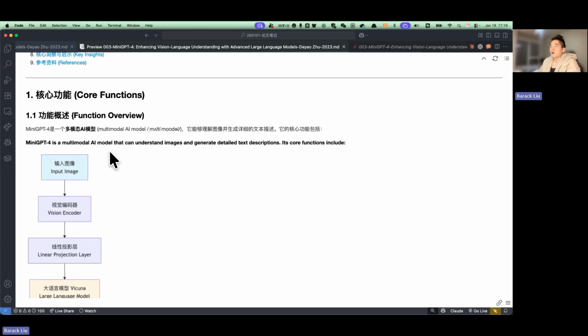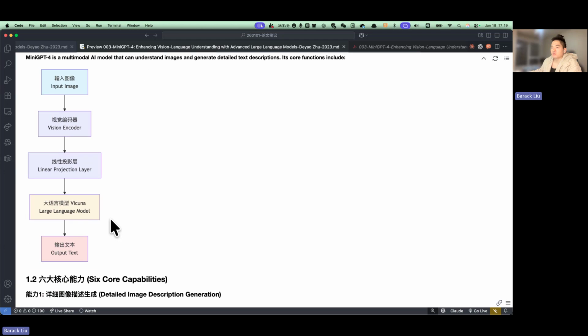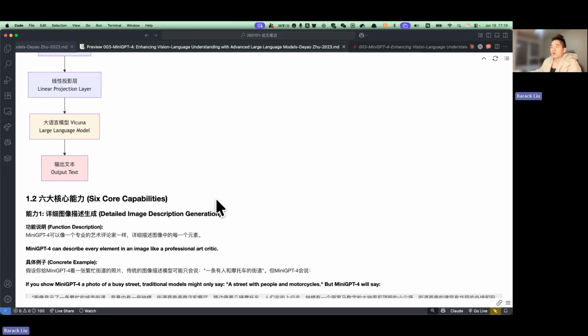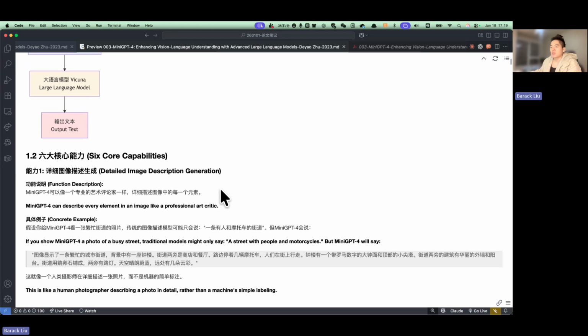Mini GPT-4 is a multimodal AI model that can understand images and generate detailed text description. Its core functions include input image, vision encoder, linear projection layer, large language model, output text, 6 core capabilities. Detailed image description generation. Mini GPT-4 can describe every element in an image like a professional art critic.